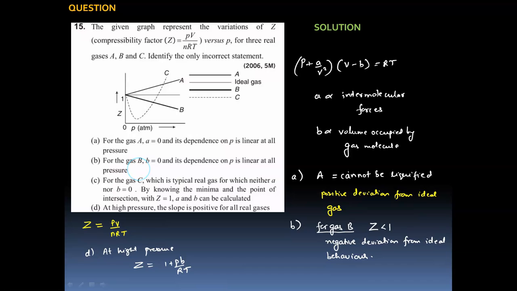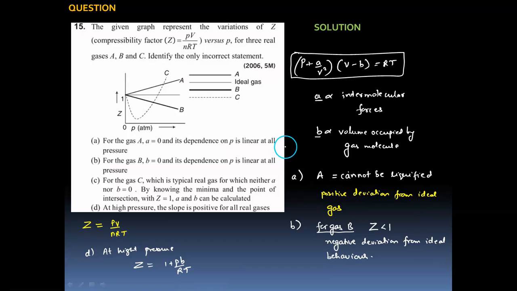Next, in this question it says the given graph represents the variation of Z, compressibility factor PV upon nRT, versus P for the 3 real gases A, B and C. Identify the only incorrect statement. So if we talk about the real gas, we have the van der Waals gas equation for 1 mole: P plus a by V square into V minus b is equal to RT, where a stands for intermolecular forces and b stands for volume occupied by the gas molecules.